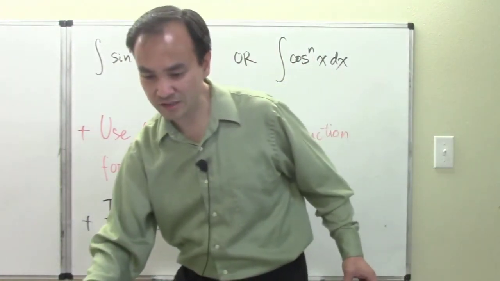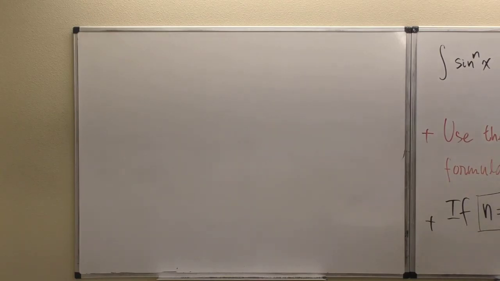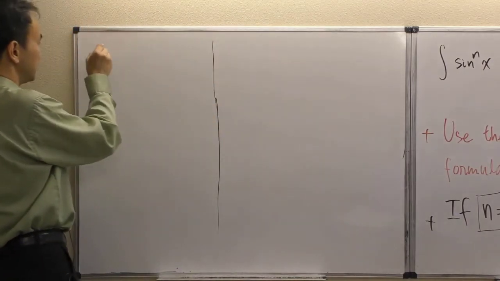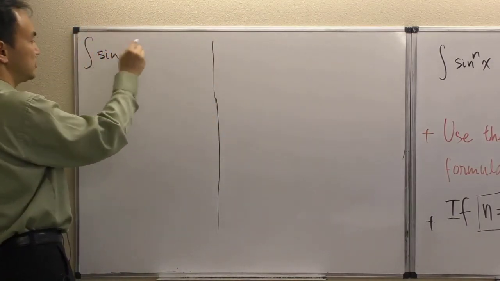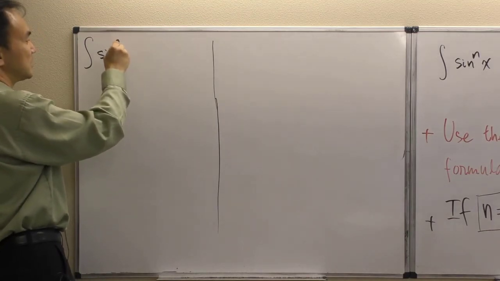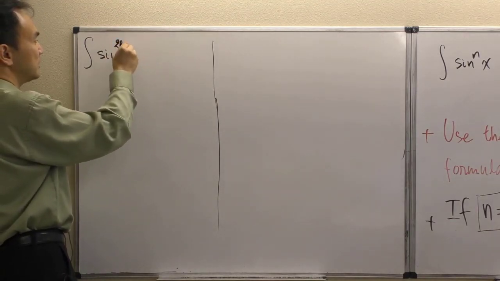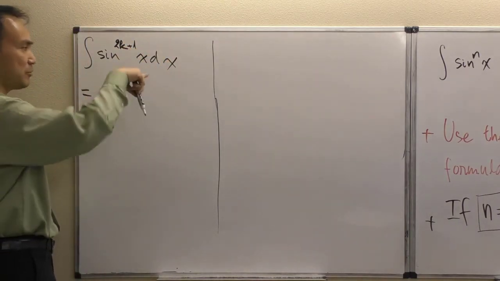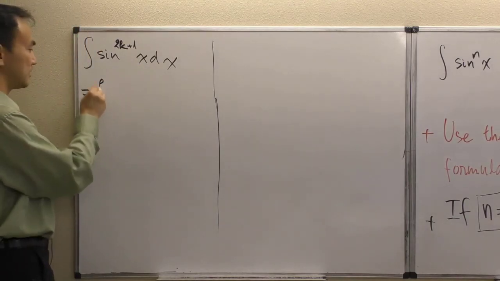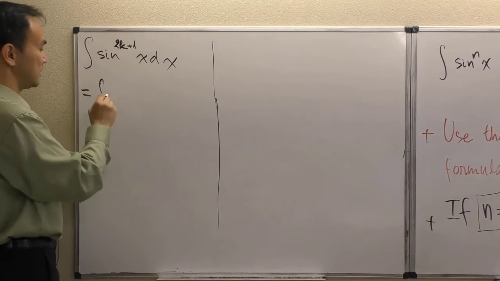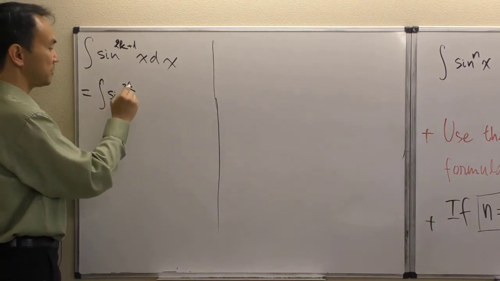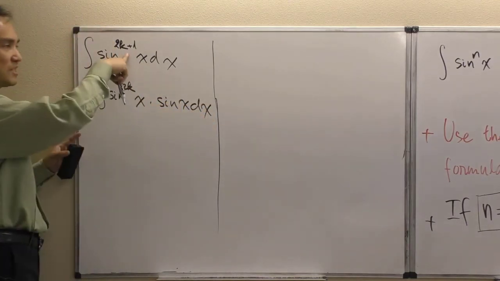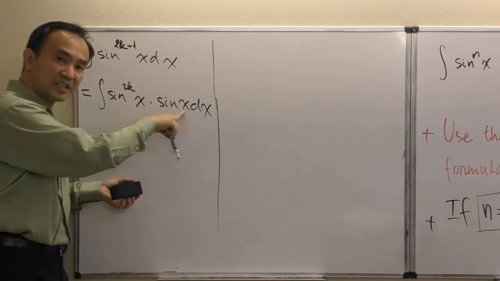Let me bring that to the other board right there. Now let me separate out into 2 columns. We have seen that earlier: if it's a sine to the n and n is odd, then basically it's the integral of sine of 2k plus 1 of x dx. And so we purposely rewrite that by separating out 1 sine of x. That means we rewrite it as sine to the power 2k of x times 1 single sine, because that's what we did in separating out 1 factor of the sine of x.